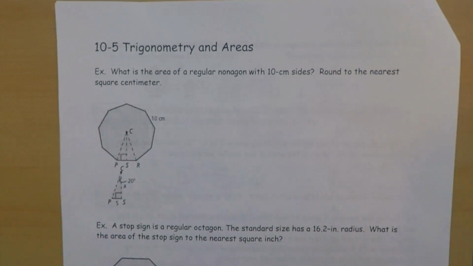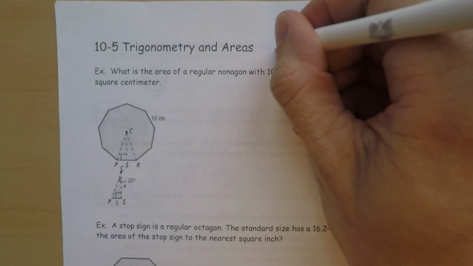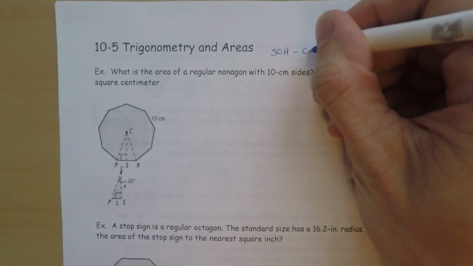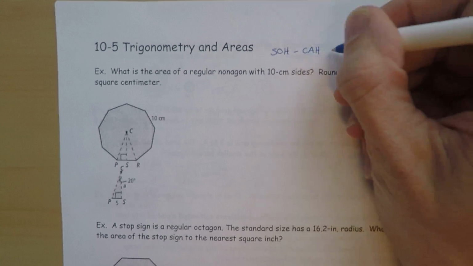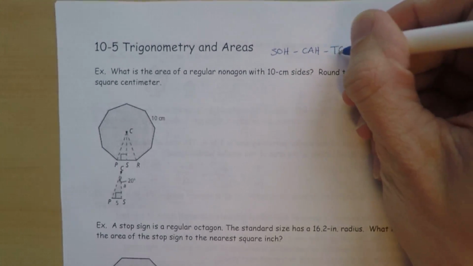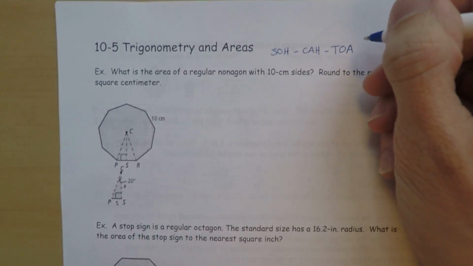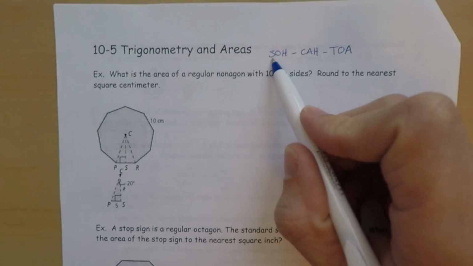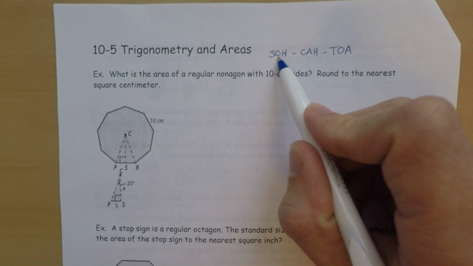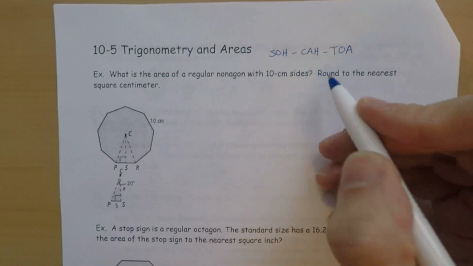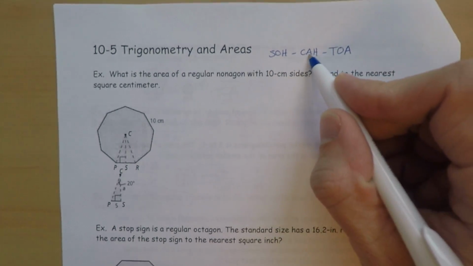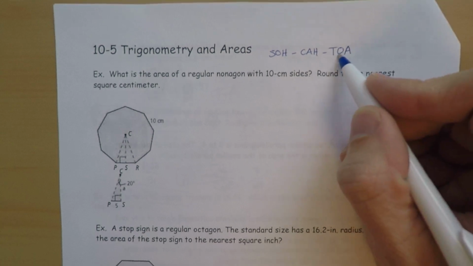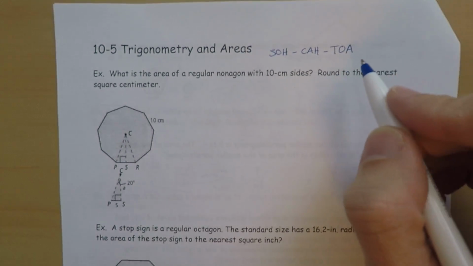So maybe to refresh our memory, let's put up that acronym that we used, SOHCAHTOA, to remember our three trig ratios, sine, cosine, and tangent, and what those ratios are. The sine ratio is the opposite side over the hypotenuse. The cosine ratio is the adjacent side over the hypotenuse. And the tangent ratio is the opposite side over the adjacent side.